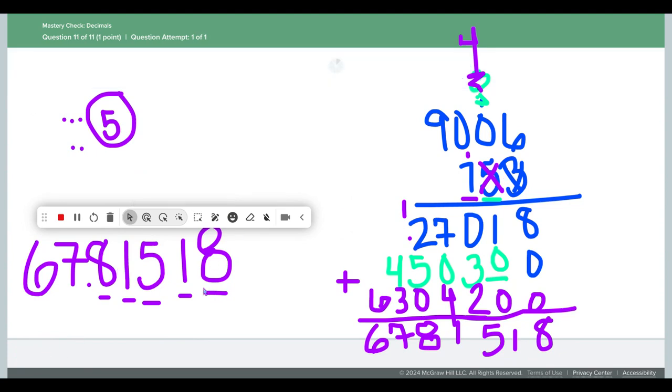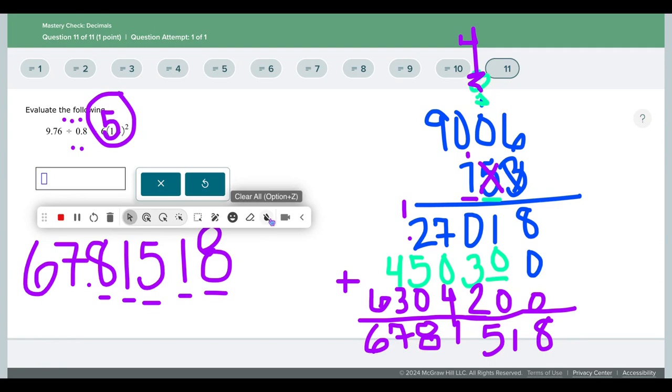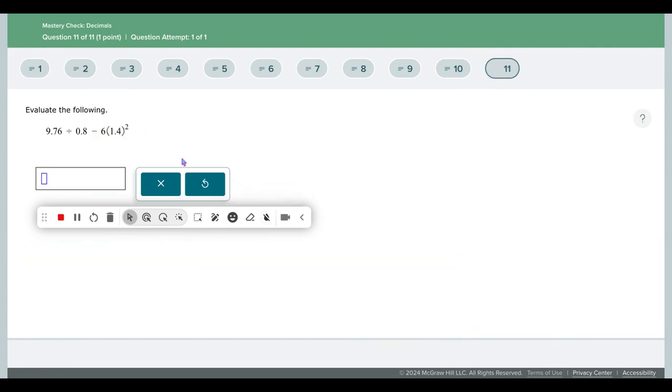Ta-da! Okay, one more problem. Here we go. Last problem. Woo! This is decimals with expressions, or sorry, order of operations.